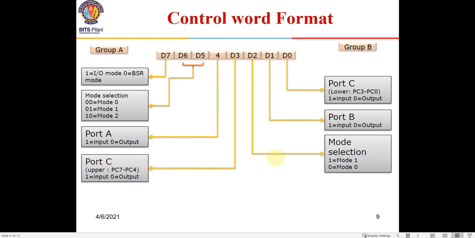Again, if you go here, this is mode selection for port B. See, port B can be configured either for mode 0 or mode 1, so there is only 1 bit required. This is the D2 bit, in which if you give it as 1, port B will be configured as mode 1. If it is 0, it will be configured as mode 0. And this D1 bit is for port B: 1 indicates port B is going to be an input, 0 indicates it is going to be an output. And this is for the lower part of port C, whether you want to configure it as input or output.